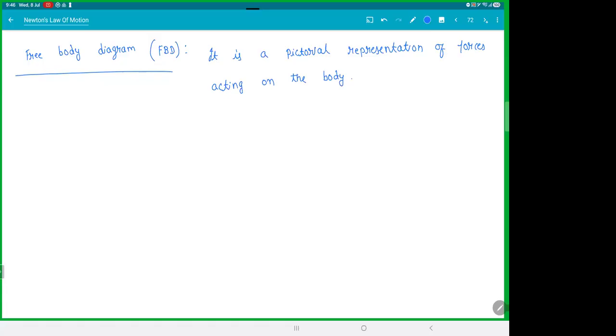So this is a representation of forces acting on the body. So be careful. We should not draw the forces given by the body.